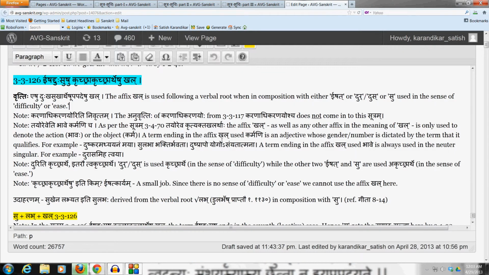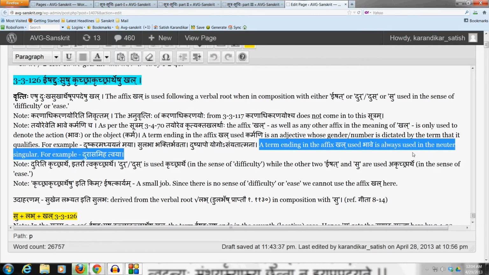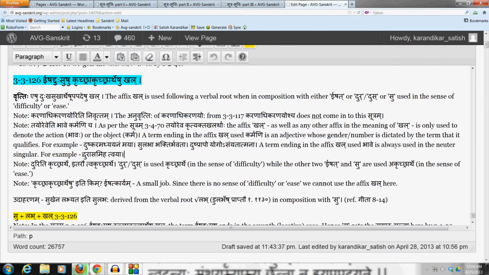Of course, if the affix khal is used in the sense of bhave, since bhavaha denotes an action, it's always neuter singular. So for example, Durasam iha tvaya. Durasam, verbal root as, means to stay or sit. So the action of staying is difficult to be done by you here, which means that it's difficult for you to stay here. So here, since it's used bhave, because the verbal root as is an akarmaka dhatu, there's no object of the action here, so it's used bhave, and bhavaha is always singular, it denotes an action, and it's also used neuter. So if the affix is used bhave, then the derived term is always neuter singular.